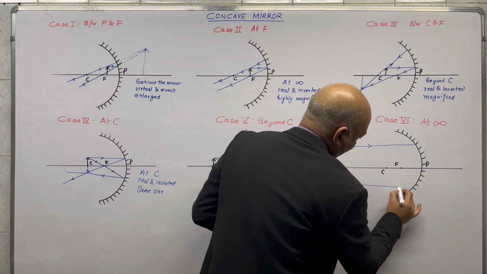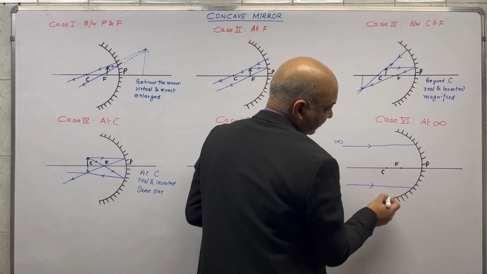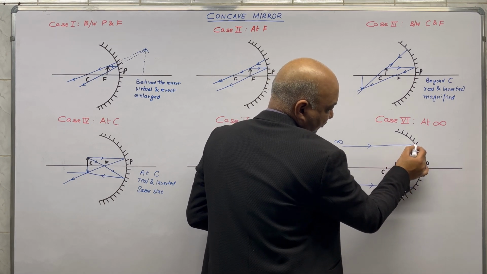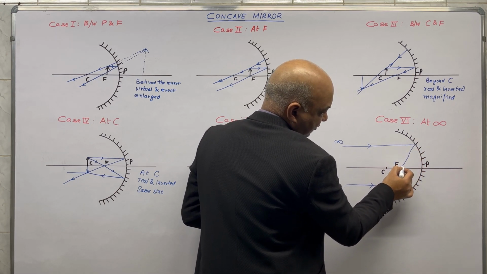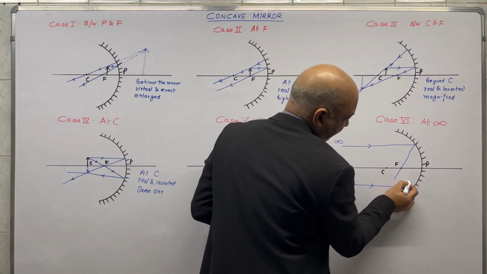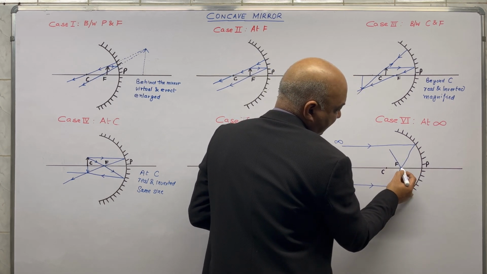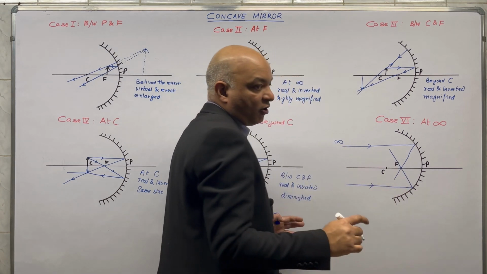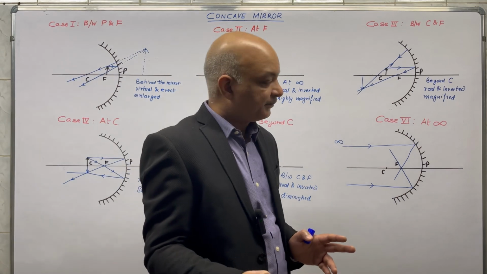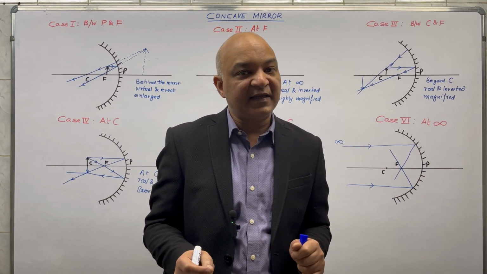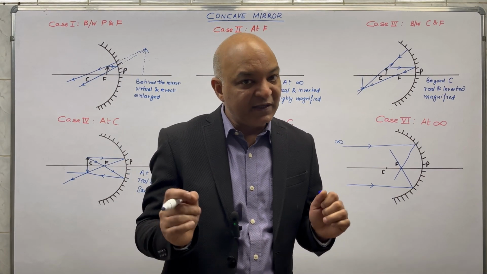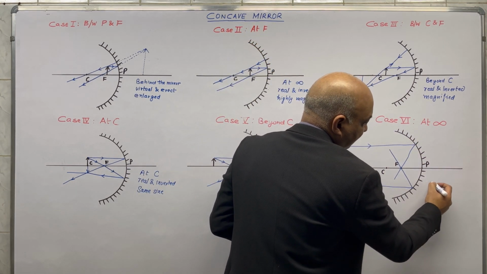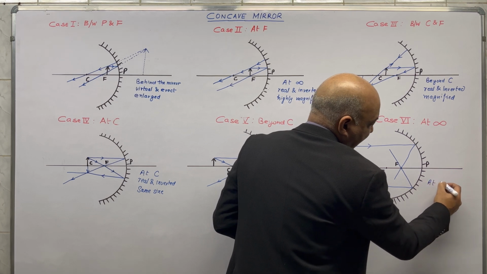If we take one more ray at the bottom, we know that parallel rays pass through focus. So you will see that the object, when kept at infinity, the image is formed at focus, and it is of very small size, or we can say that it is point sized image. So when object is kept at infinity, image is formed exactly at F.